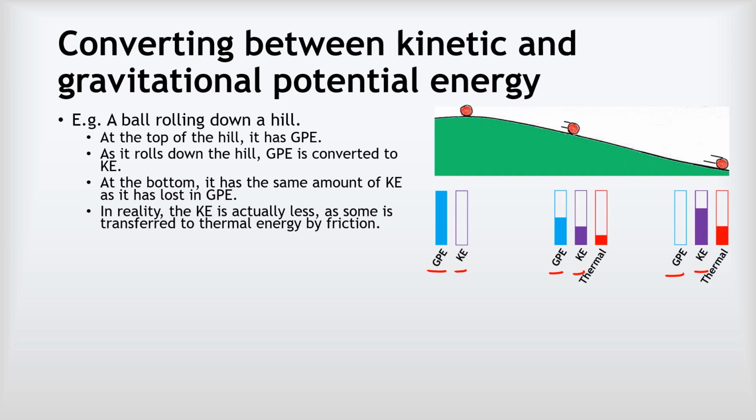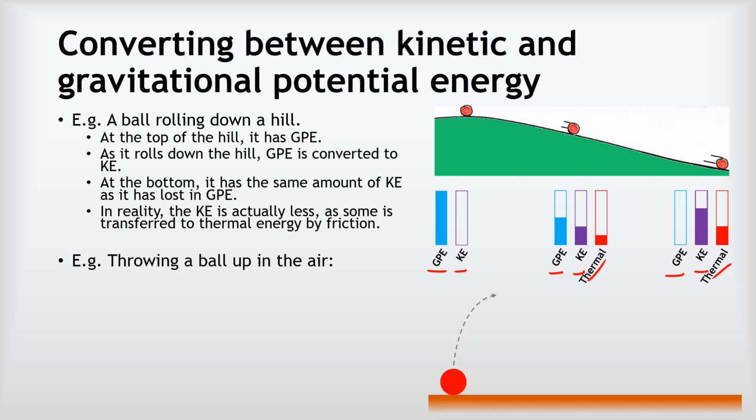Now, in reality, this isn't quite true, because of the effects of dissipation. As it's moving through the air and rolling along the ground, there will be friction and air resistance, causing some energy to be transferred to the thermal energy stores of both the ball and the air. So actually, there'll be a little bit of energy loss as well, which is shown as that red bar for thermal energy just there.